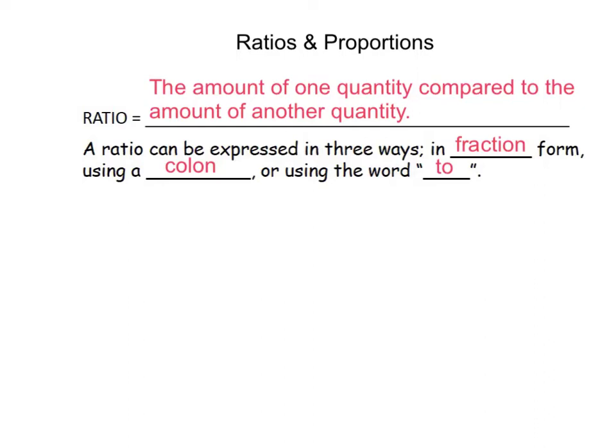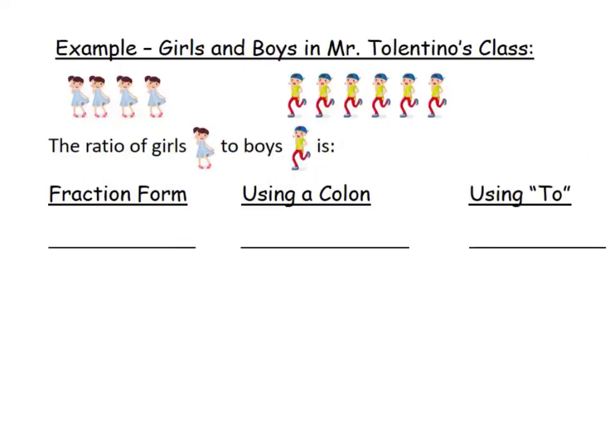Now, once we start looking at ratios, you may remember them. You've done them in 5th grade and 6th grade, so this really should just be a review. So let's look at an example of what a ratio looks like and how we use it. Here's an example of Mr. Talentino's class. He has 4 girls and 6 boys in his class. So if we use these numbers to develop a ratio, we want the ratio of girls to boys. So let's figure out how to write that.